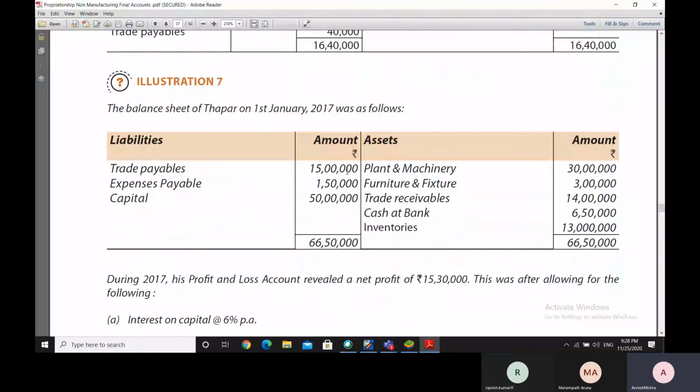Now, let us go to illustration 7. And in illustration 7, we have been given a balance sheet. And this balance sheet belongs to Thapa. And this balance sheet has been prepared as on 1st January 2017.